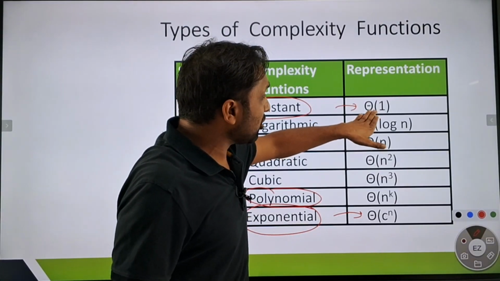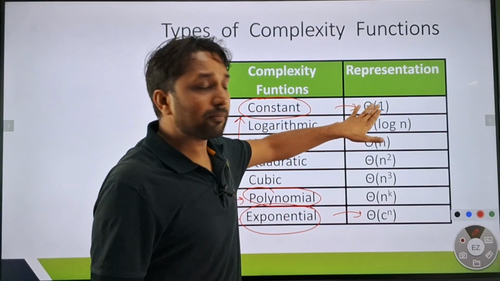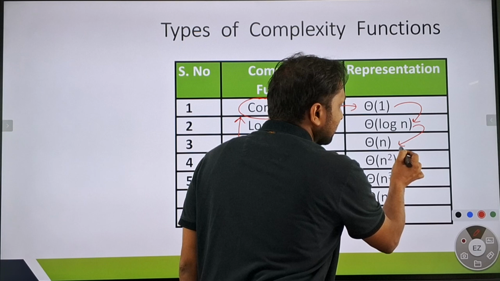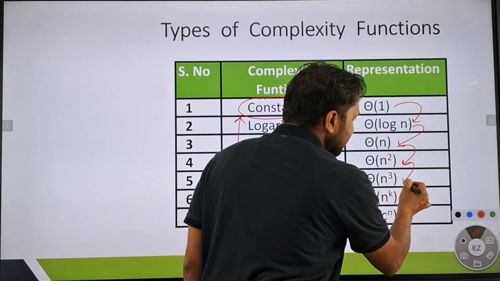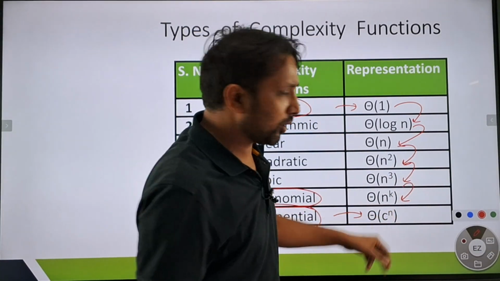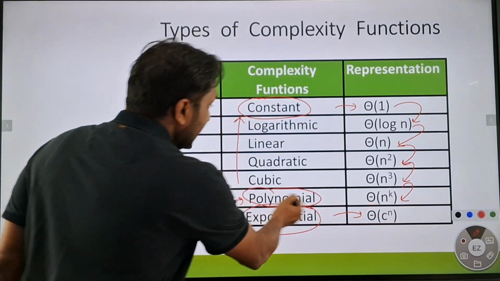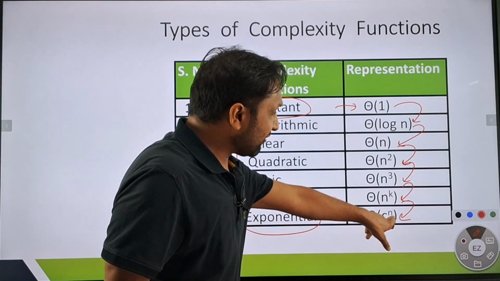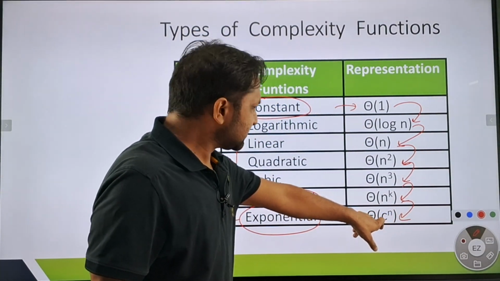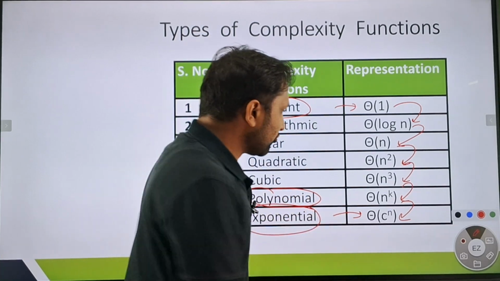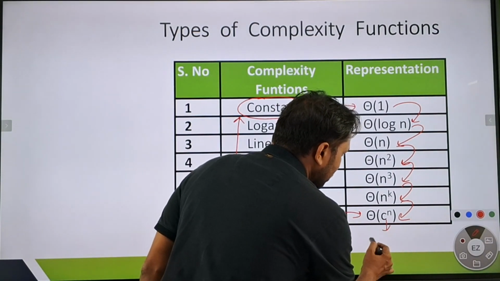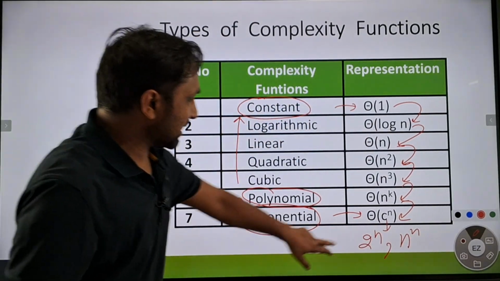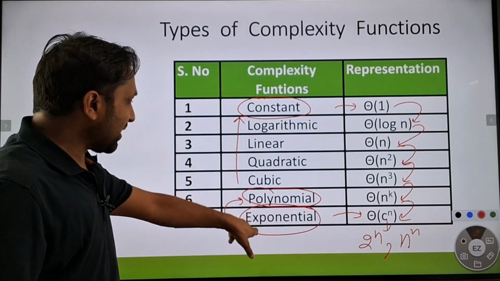So the algorithm which is taking order of 1 time is taking the minimum time, and after that, more than order of 1 is log n, more than log n is n, more than n is n square, more than n square is n cube, n power k. K is a constant over here, n is a variable over here in the case of polynomial, and in the case of exponential, n is the variable, c is the constant. Okay, c might be a constant or even a variable. So for example, 2 power n is exponential and n power n is also exponential. So these categories come into exponential, which is taking the maximum time.